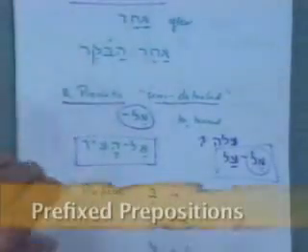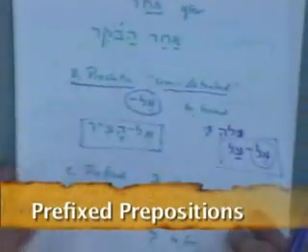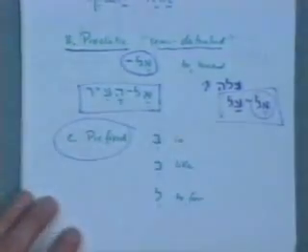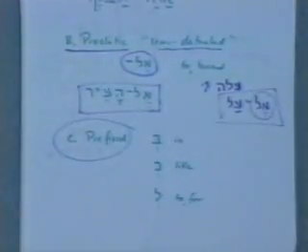Now where we're really going here is at least to introduce the third category of prepositions, and these are prefixed prepositions. There are three prepositions that are simply consonants, one-letter consonantal prefixes that you can add to the beginning of a word. And these prefixed prepositions are beith, kaf, and lamed.